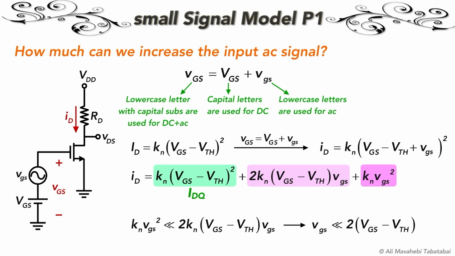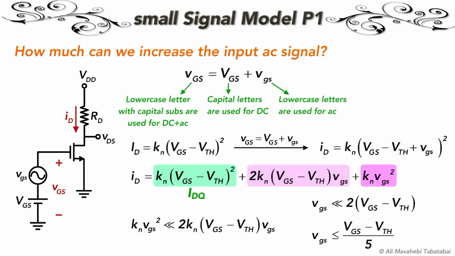Similar to bipolar junction transistors, if we use the factor of 10, the small signal has to be less than 1/5 of the overdrive voltage to satisfy this inequality. This is the small signal condition in MOSFETs. In other words, if the amplitude of the input AC signal is smaller than 1/5 of the overdrive voltage, we can achieve a pretty undistorted amplification.